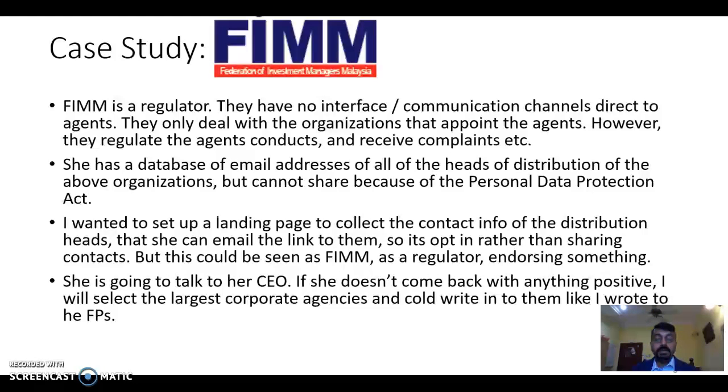So the person I met at FIM was the head of corporate communications. She has the email addresses of all of the heads of distribution of these three types of organizations, but she said she cannot share the email addresses with me because of the PDPA, the Personal Data Protection Act. So what I suggested to her is I will set up a landing page, just like I showed you for Rockwell's just now, and collect the contact information from the distribution heads. All she has to do is email a link to them, and they will opt in with their email address.